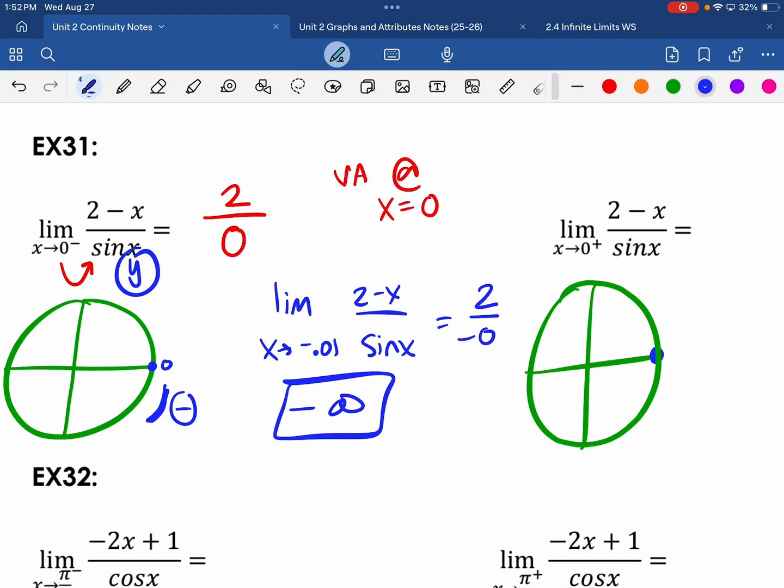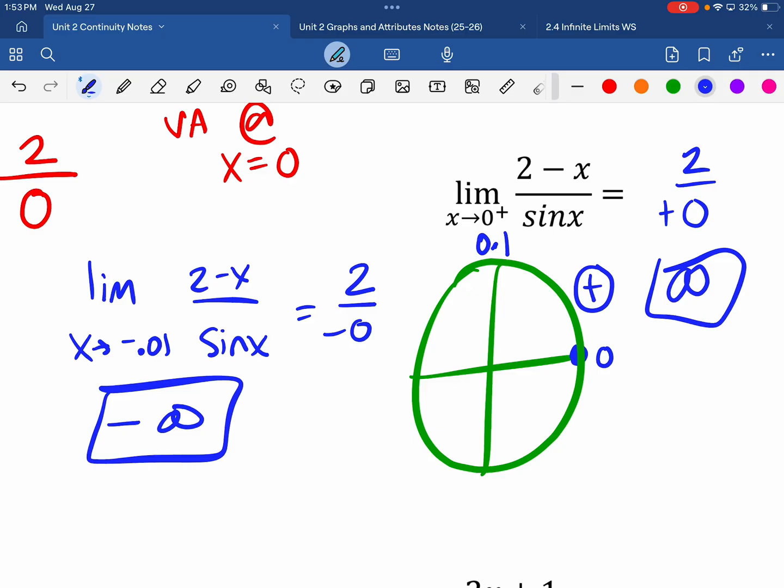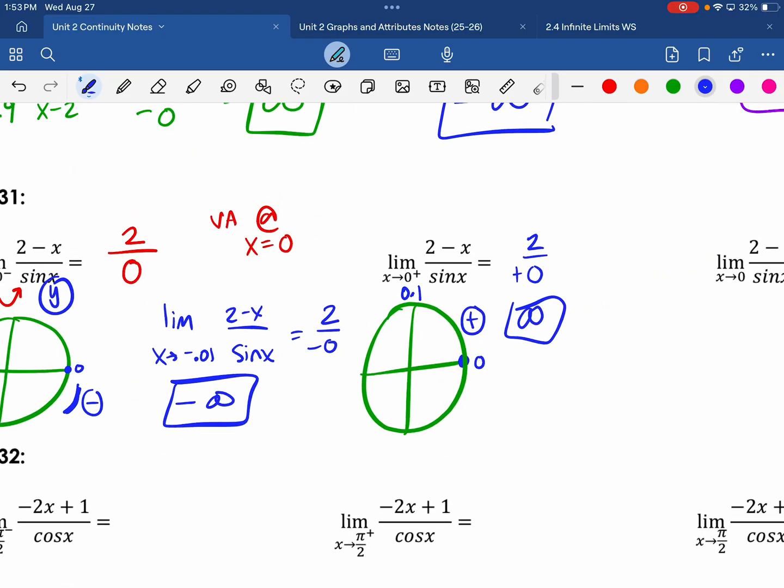This is positive infinity. On this other one, same thing. Here is 0. A number on the right side of 0 would be like 0.1. Bigger than 0 would be in the first quadrant, where the sine values are positive. So you would have 2 over a positive 0, which would make it positive infinity. Does that make sense? Yes. So then I can say that the limit as x approaches 0 is DNE. Okay, one more. Something weird happens with cosine.